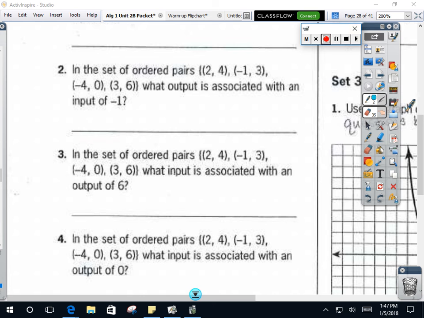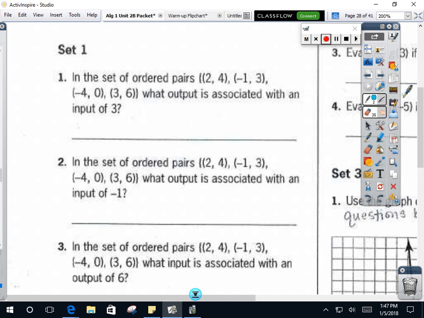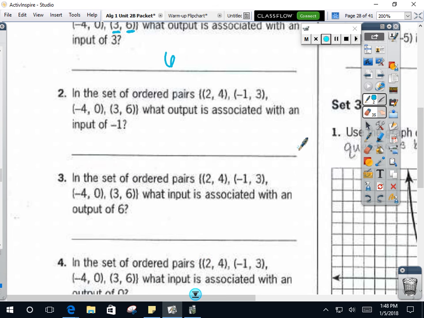1 through 4 are simple. In the set of ordered pairs, what output, so what y value is associated with an input of 3? 6. Okay, this is an input of 3, so the output associated with it is 6. Number 2, in this set of ordered pairs, what output is associated with an input of negative 1? 3. Okay, it would have been this ordered pair.